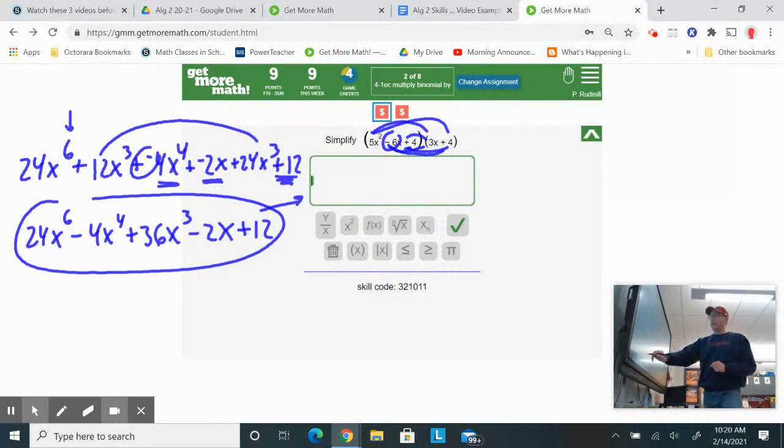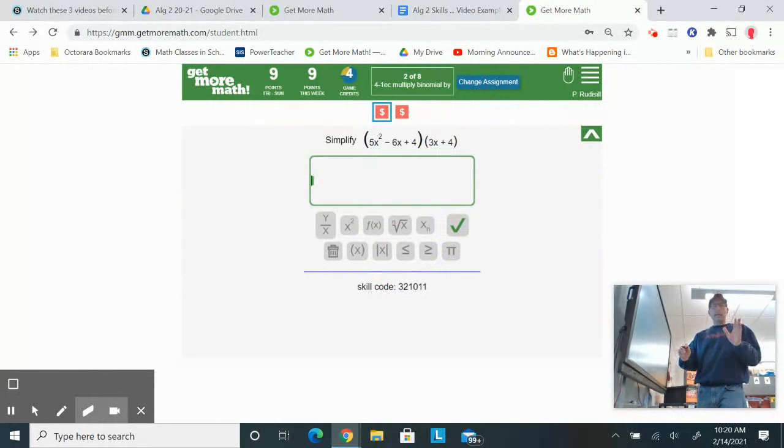Nice. All right, do your best with those. Take your time. Make sure you distribute correctly. Look for your exponents, make sure they're correct. Watch the negative signs. Combine like terms, if there's any, with the same variable and same exponent. Good luck.